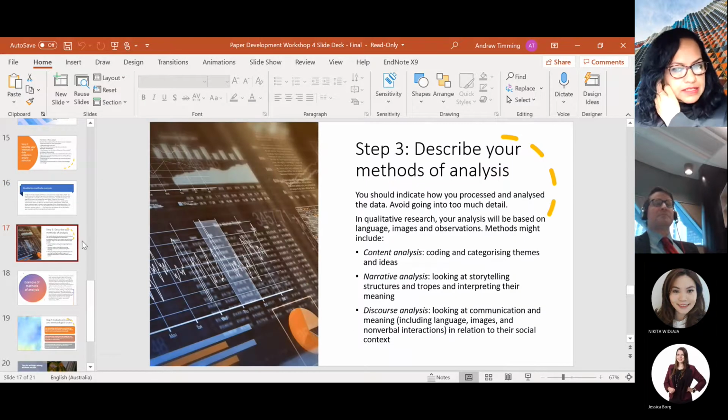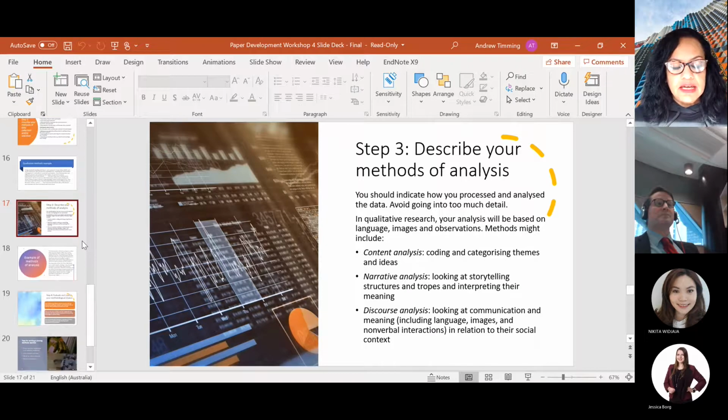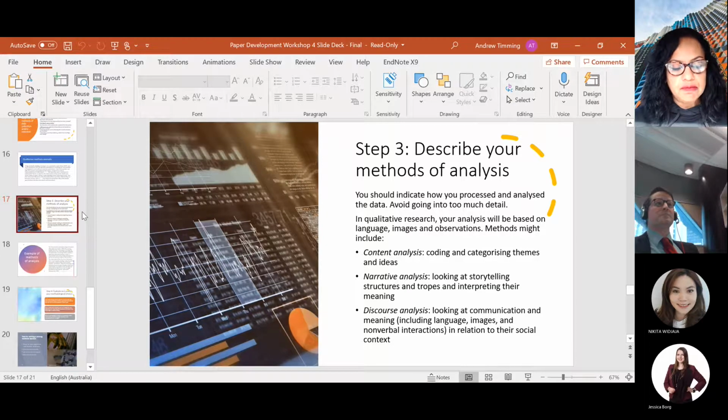So then as step 3, you will describe your methods of analysis. And you have to be very careful about providing enough detail about how you processed and analyzed the data, but avoid going into too much detail. And you should not start presenting or discussing any of your results at this stage.